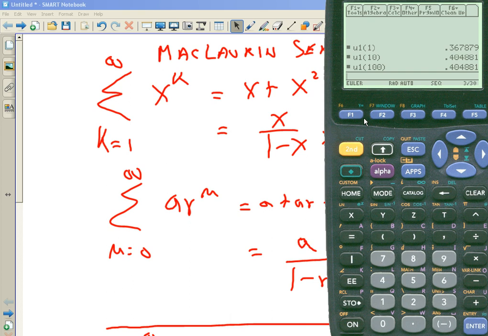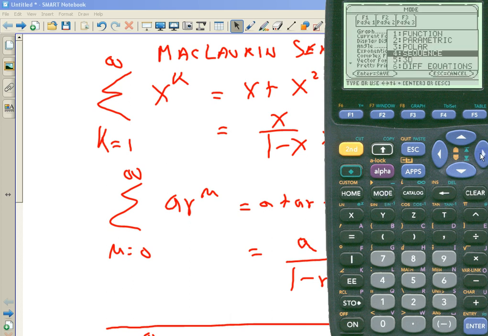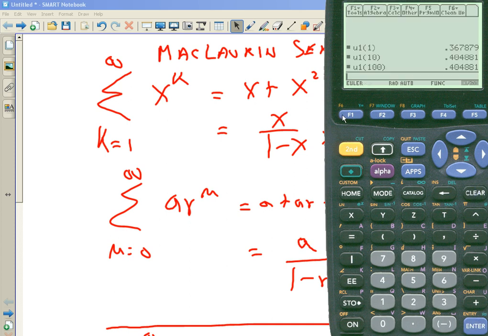Let's go to the calculator, and I'm going to compare this function. I'm in sequence mode, so I'm going to change my mode to function mode. Okay, let's go into y equals and graph x over 1 minus x. Okay, let's just zoom for that for now. And of course it has a vertical asymptote at x equals 1. Okay, now what does this series look like?